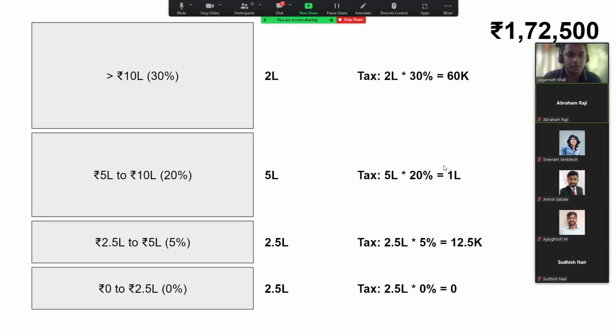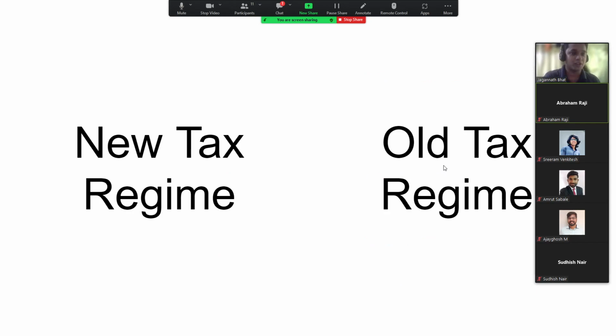I'm sure the math's right. Okay, so that is how tax is calculated according to the old tax regime. If there is any doubt, or if you want me to explain it again, just tell me. Okay, I'm guessing no, because even in the new tax regime, the tax is calculated the same way.